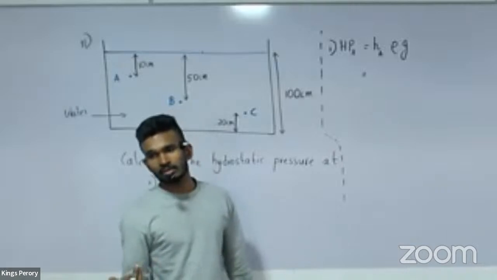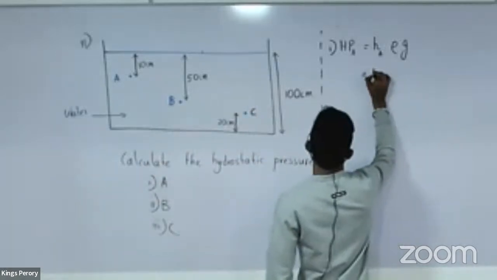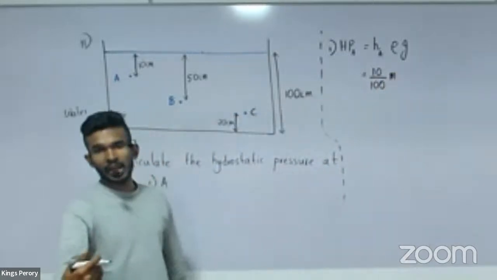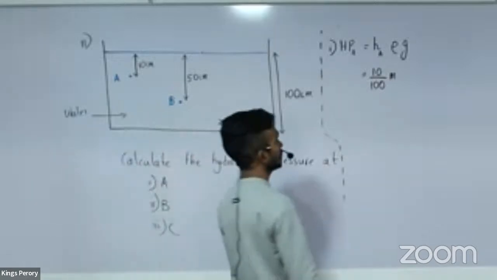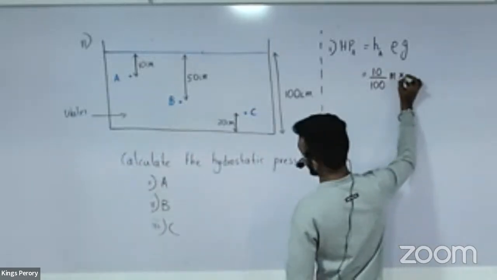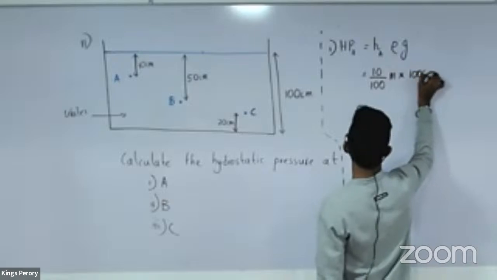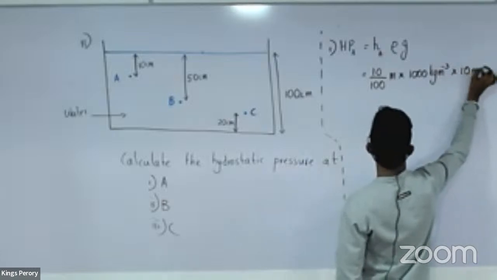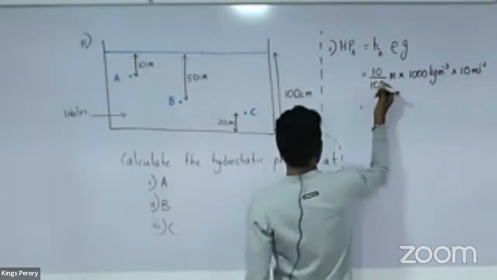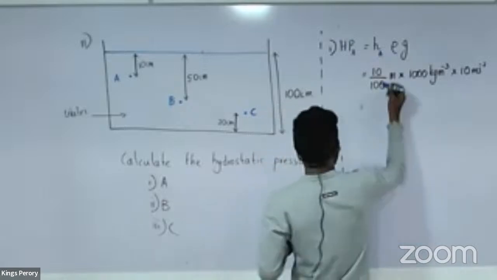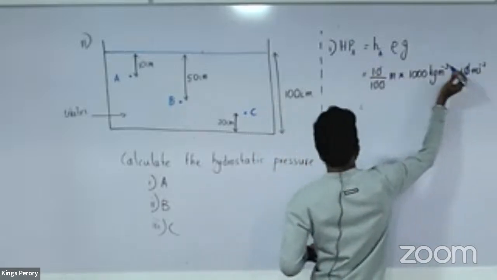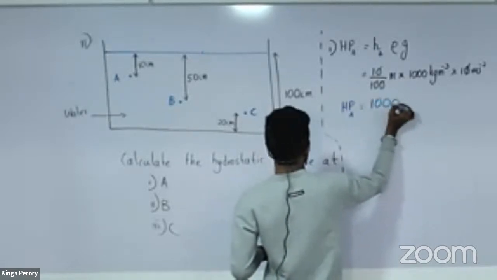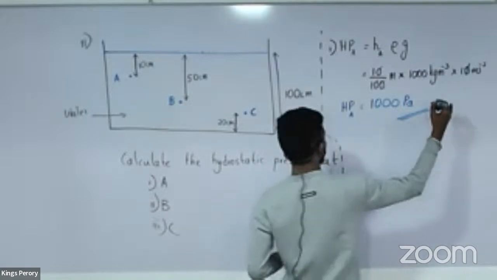Decimals are hard to solve, no? I'll keep it in fraction. 10 centimeter is 10 over 100 meters, agree? Divided by 100, that is meters. Multiplied by density of water given, 1000 kilogram per meter cube. What is g? 10 ms to the power minus 2. Now cancel off the zeros. What's your hydrostatic pressure at A? 1000 Pascal.